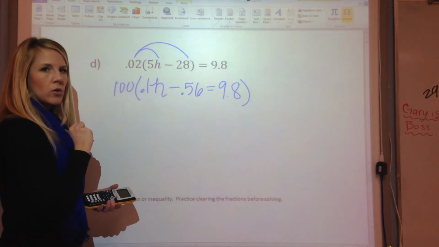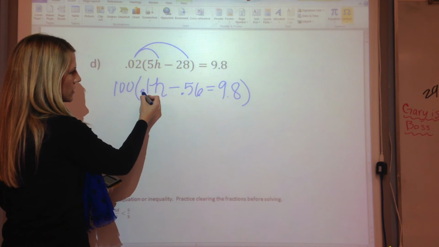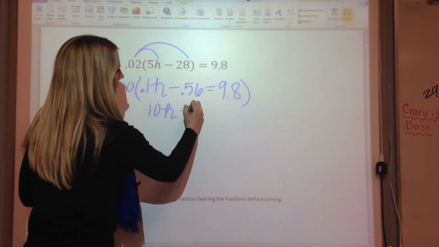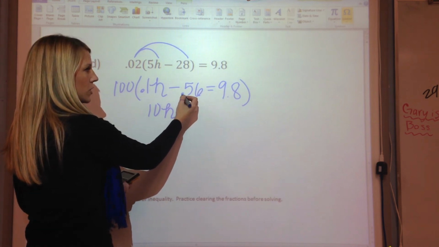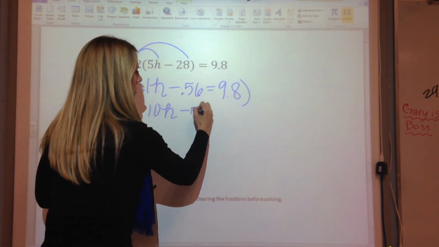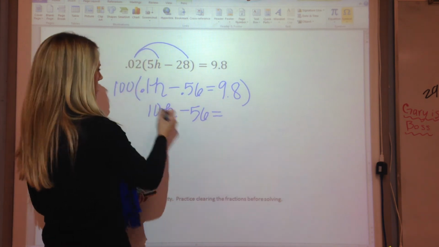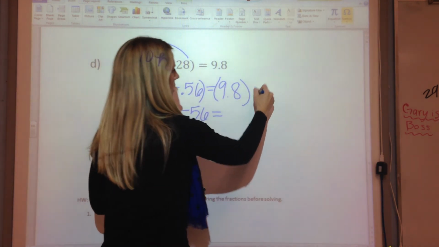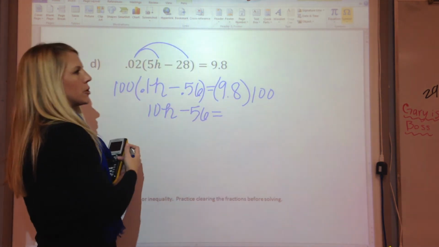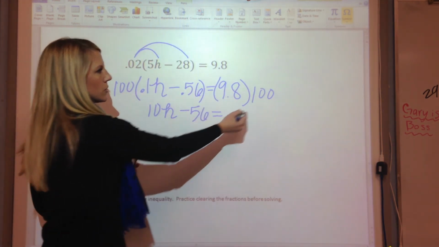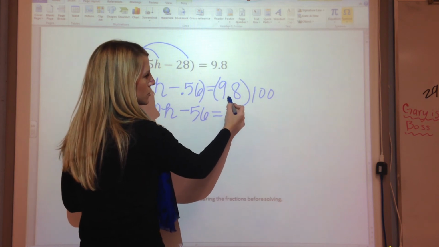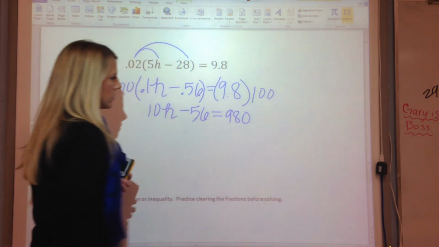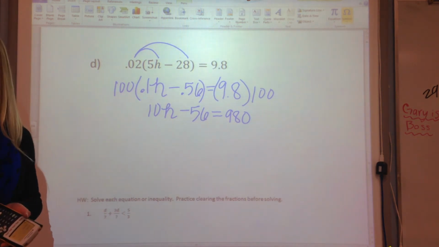So 100 times 0.1, or if you think of moving the decimal 2 spaces to the right, 1, 2, this is going to be 10h, minus 0.56 times 100, or 1, 2, 56, equals. And in fact, maybe I should separate this out, because whatever we do to the left, we're doing to the right. So yes, I'm multiplying the entire equation by 100. So 100 times 9.8, or move the decimal 2 spaces to the right, 1, 2, that would be 980. So now we have a nice problem to work with.